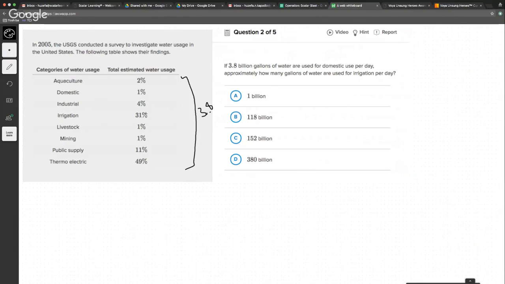And now we're asking, what is used for irrigation? Here's irrigation, this one. So irrigation is 31%.